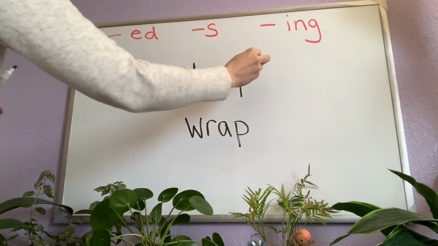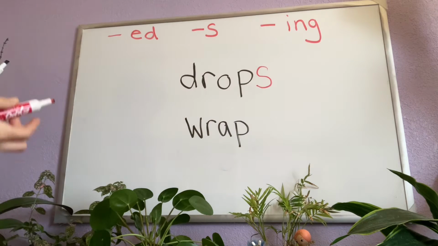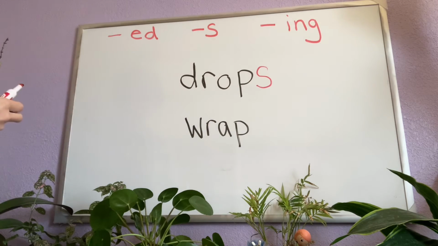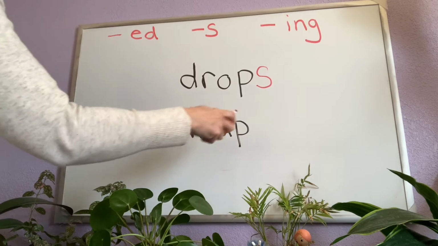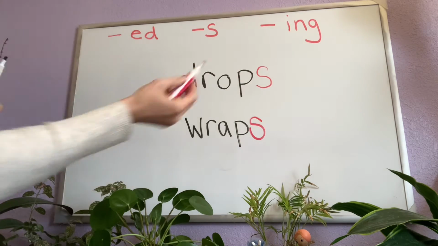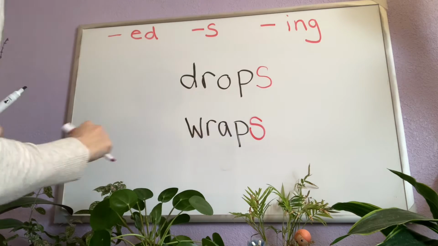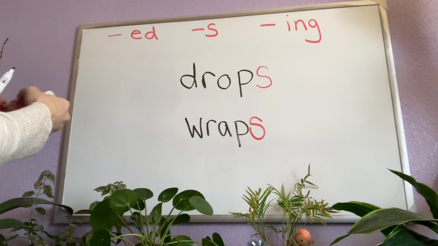If I add an s to drops, like she drops the cat on the floor, nothing happens to the way that I read this word. If I have wrap and I change it to wraps, my mom wraps my sandwich for my lunch bag, nothing happens to the word wraps. I'm adding a consonant to the end of this word.